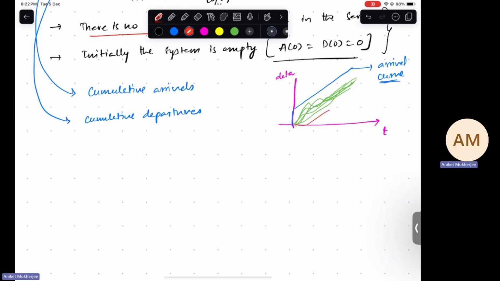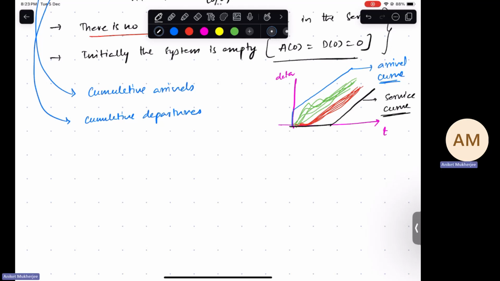Similarly, there will be many departure processes. Departure processes will always be less than or equal to the arrival process. These are the sample paths of the departure process. Now you want to bound the departure process from below. This is your service curve, the minimum amount of service that you can guarantee. We don't want any departures to be below the service curve.